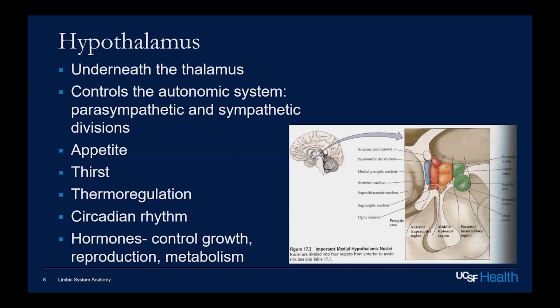The hypothalamus is also important for regulating appetite, thirst, temperature, sleep, and circadian rhythm, and it really controls all the hormones that are produced from our pituitary gland, which control growth, reproduction, and metabolism, and many more, too many to list on here. But it is an important structure.